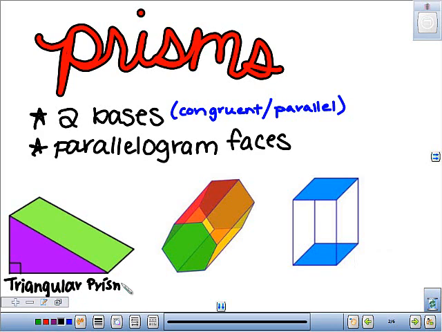Okay, this next figure, if you can see, all of these sides are rectangles. Those are the faces, the lateral faces. The two sides that are congruent and parallel, which are these on front and back, this has 1, 2, 3, 4, 5, 6 sides. So that's a hexagon. So this would be a hexagonal prism.